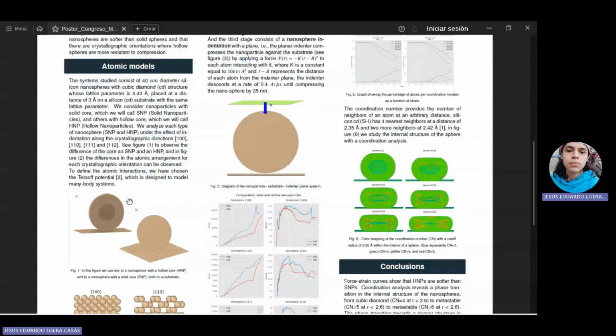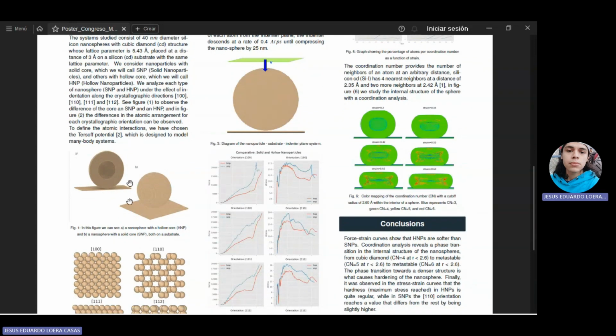The following part of the investigation is the atomic models. We have a studied system that includes solid nanoparticles and hollow nanoparticles, both composed of silicon with different crystallographic orientations. The difference in the atomic arrangement for each orientation are analyzed. The effect of compression of the nanoparticles with a plane indenter along 4 different crystallographic orientations was studied.